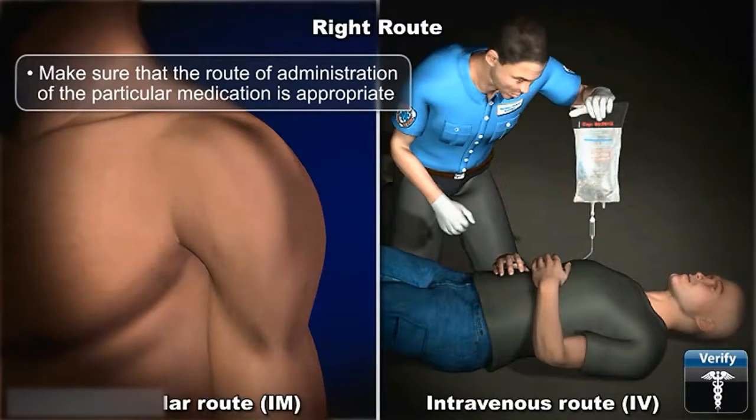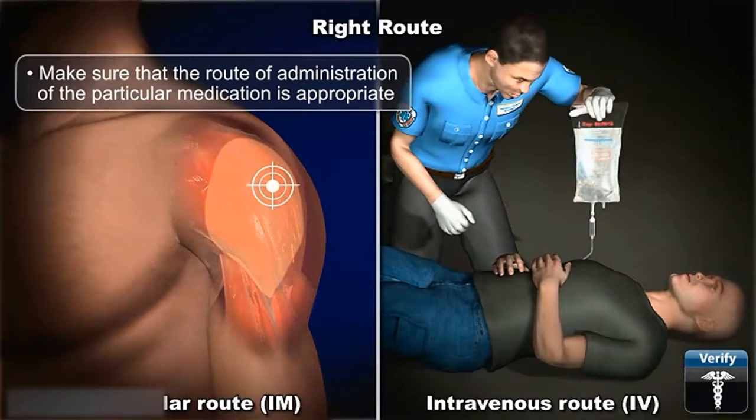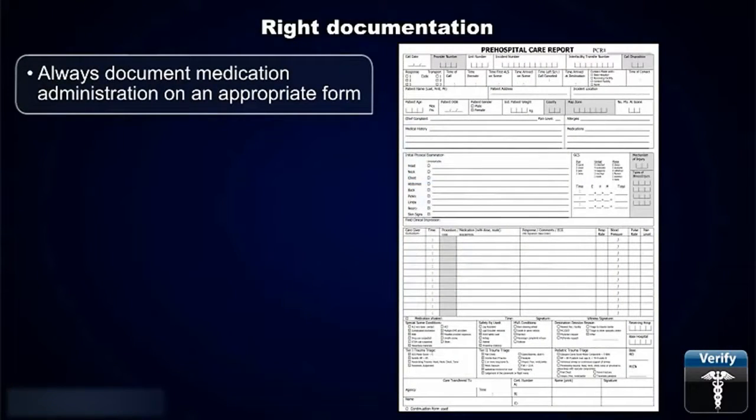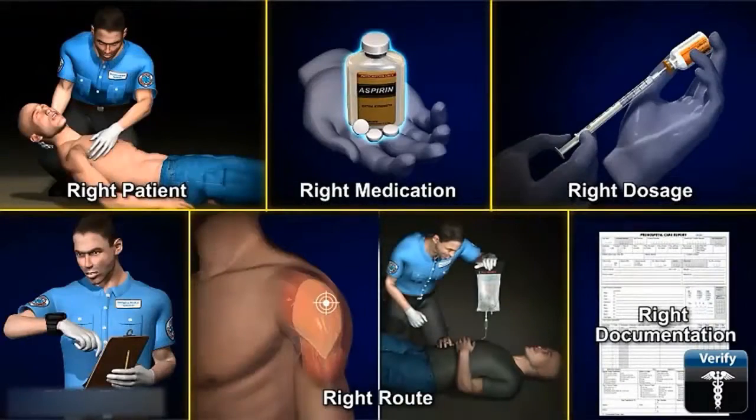The right route. Make sure that the route of administration of the particular medication is appropriate. The right documentation. Always document medication administration on an appropriate form. This completes the 6 rights of medication administration.